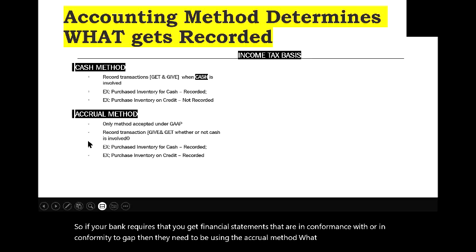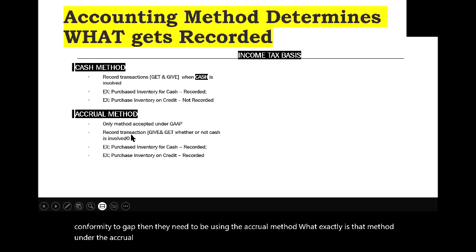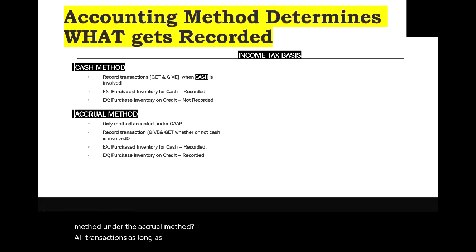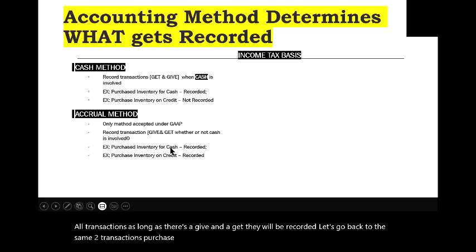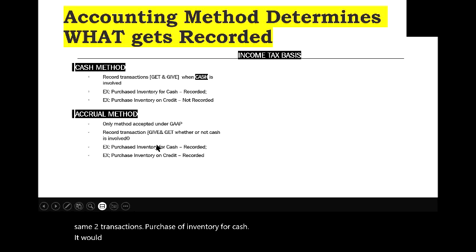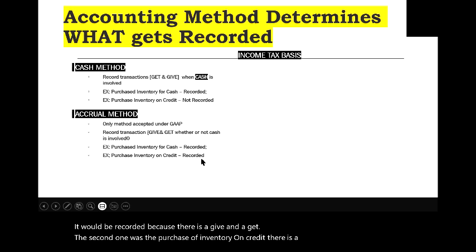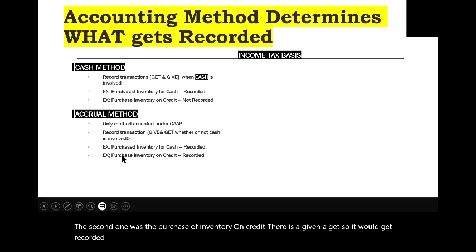What exactly is that method? Well, under the accrual method, all transactions, as long as there's a give and a get, they will be recorded. Let's go back to the same two transactions. Purchase of inventory for cash, it would be recorded because there's a give and a get. The second one was the purchase of inventory on credit. There is a give and a get, so it would get recorded. So even though in the second transaction, there was no immediate disbursement of cash, it still gets recorded.